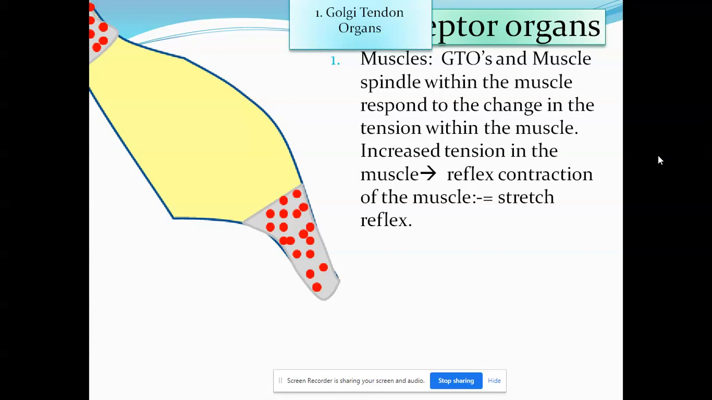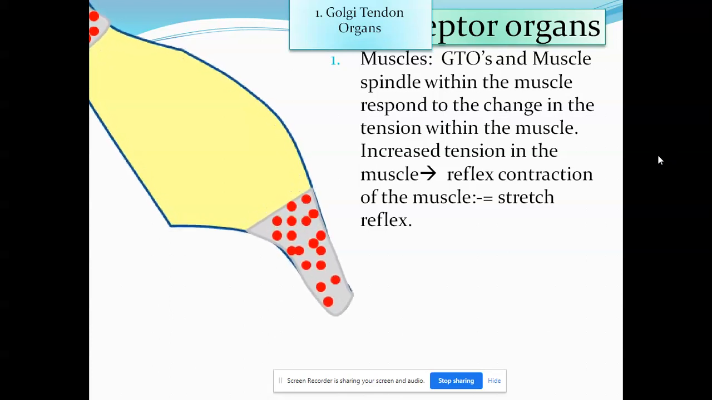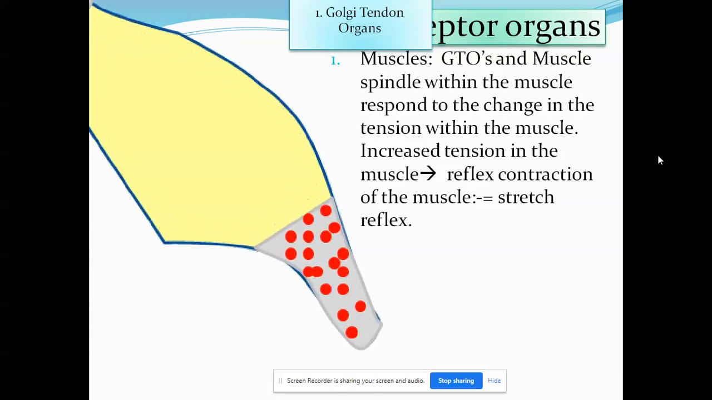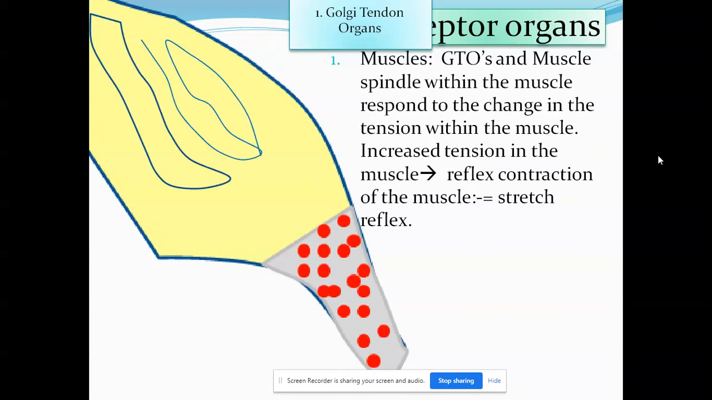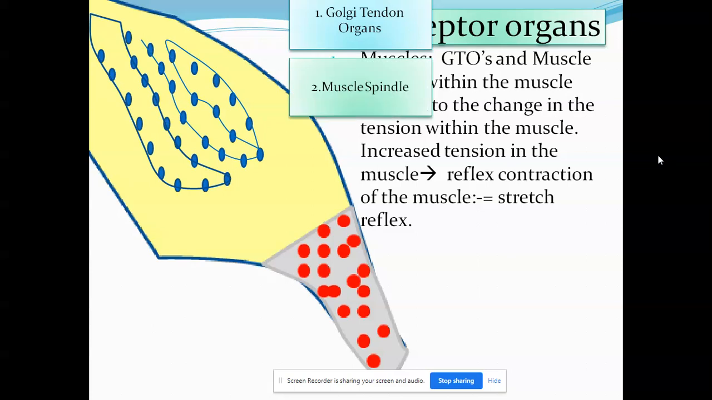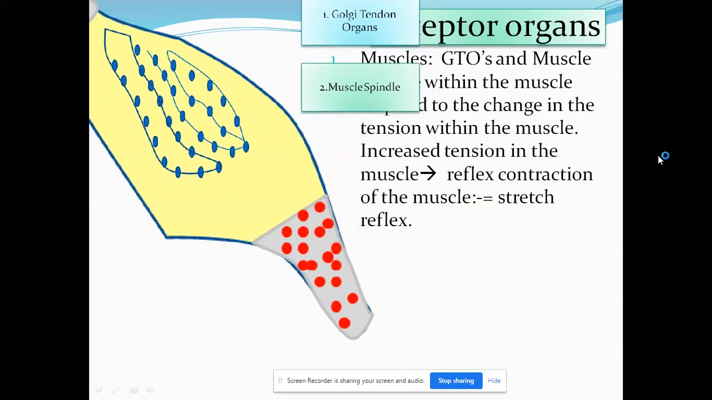We also know that there is something called a muscle spindle, which is present on the muscle fiber, which responds to slower contraction of the muscle or slower stretch. So this is responded to by the muscle spindle, which is present on the muscle fiber. So this is the receptor organ of a muscle part.